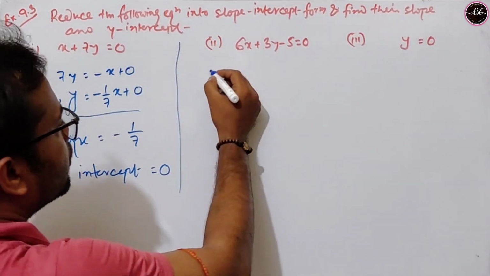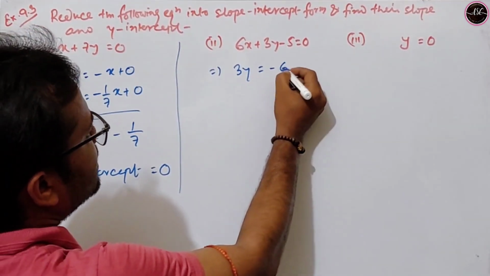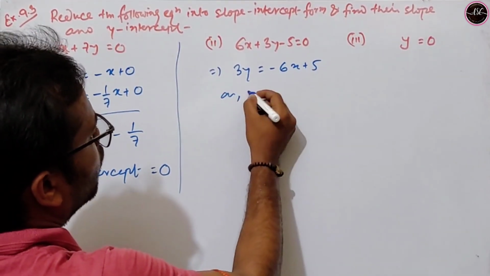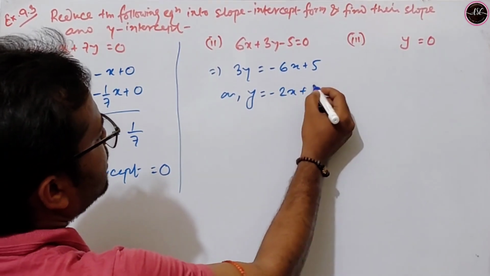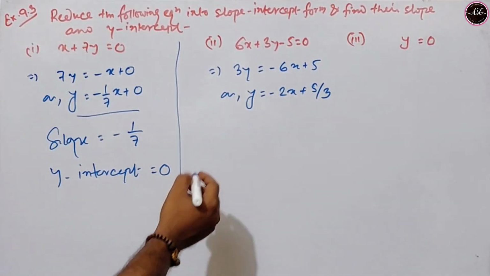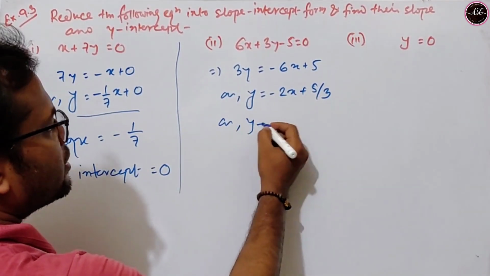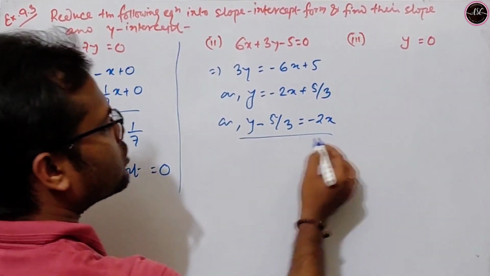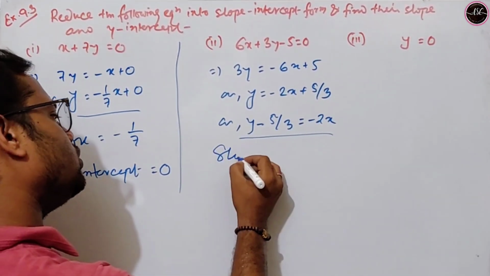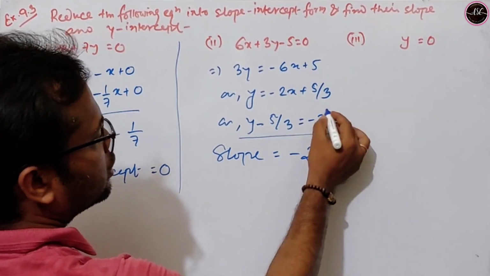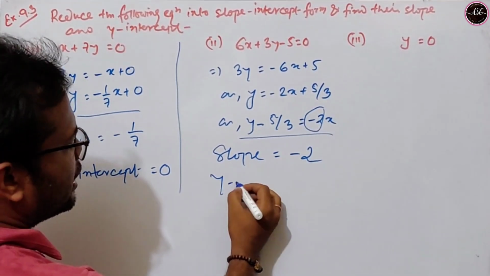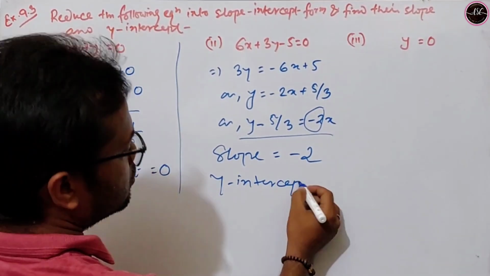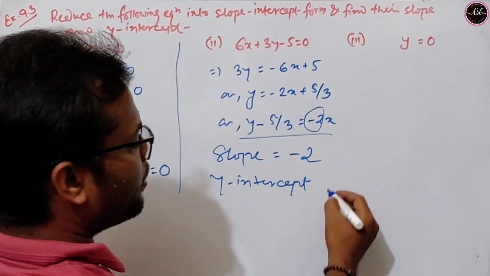Okay, and for this we write 3y equal to minus 6x plus 5, or y equal to minus 2x plus 5 by 3. Or this can be written as y minus 5 by 3 equal to minus 2x. So this is the slope intercept form, and the slope equal to minus 2, and the y intercept is 5 by 3.